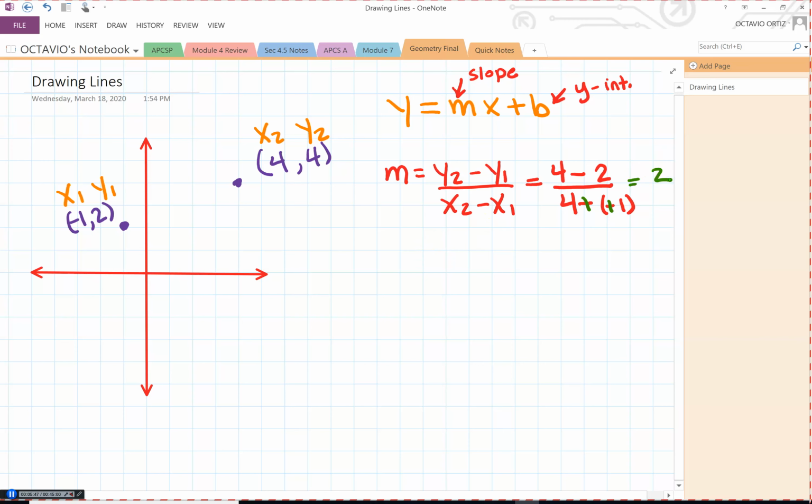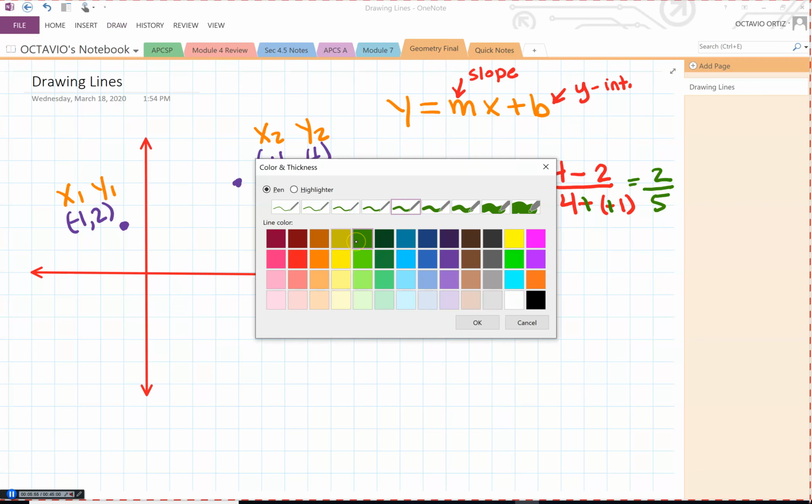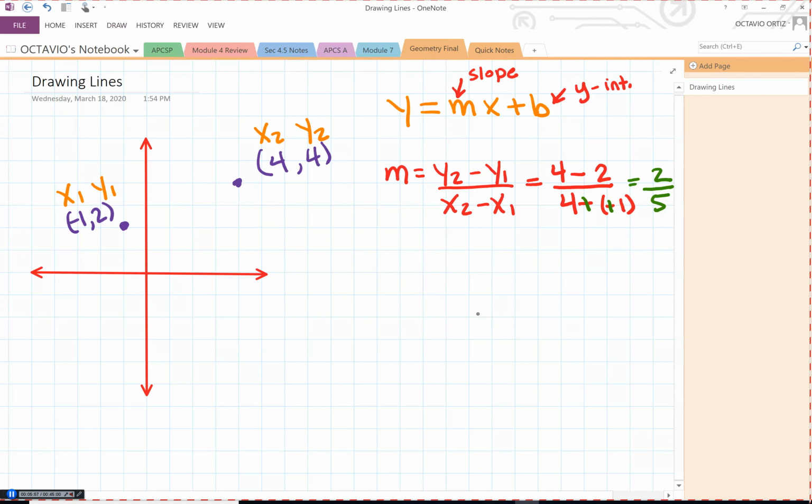And 4 plus 1 is 5. 2 over 5. So m is 2 over 5. Now that we have m, we can substitute that into our equation. So y equals 2 over 5, that's what m is, x plus b. Now we want b. We want to know what b is.